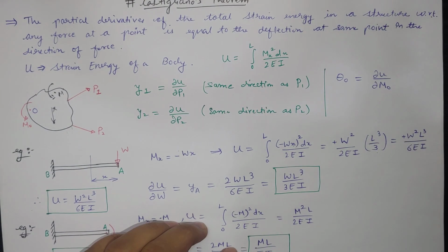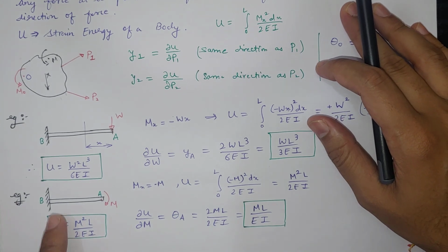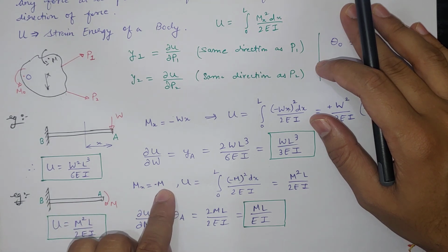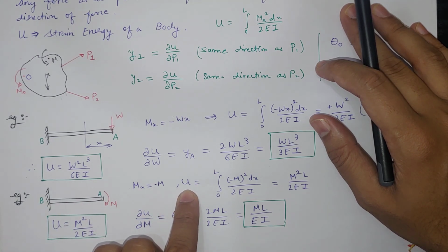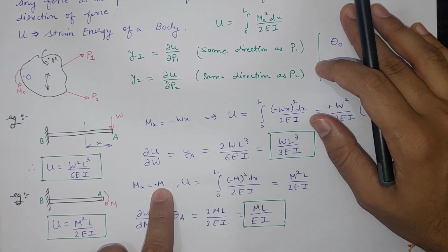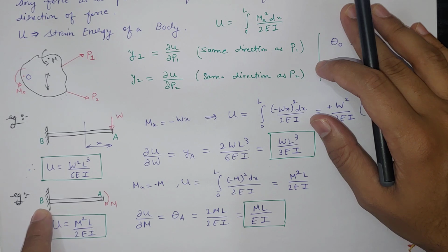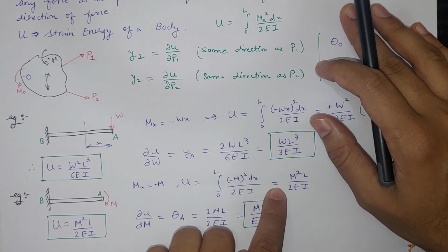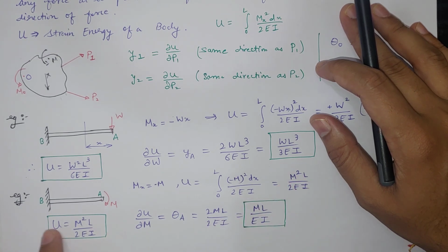Let us look at one more example. Here we are giving a pure moment M, and if we take the moment at any random point, it is minus M. W is absent here, so only the pure moment M is there, and the moment is constant at each point. The U value is the integration from 0 to L of minus M squared dx upon 2EI. If we integrate it, it will be M squared L by 2EI. So we get the strain energy.